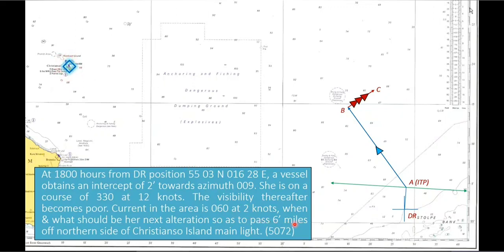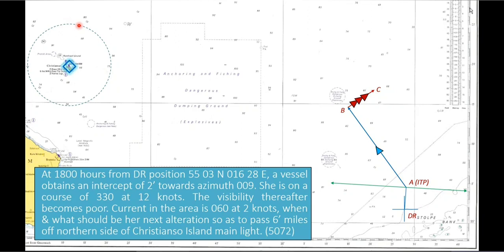Since we need to pass 6 miles off the northern side of this light, let me draw a safe distance circle. I pick up my compass centered at this particular lighthouse, radius equal to my safe distance of 6 nautical miles, and we draw our safe distance circle. We have the safe distance circle marked on the chart now.